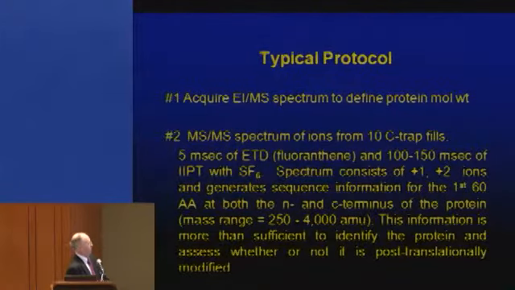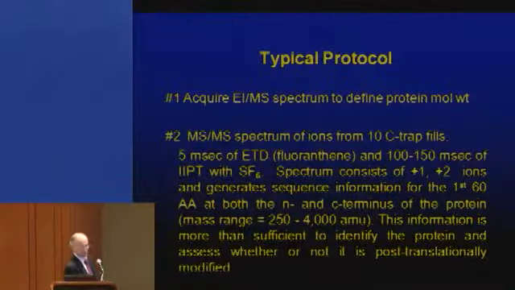So here's a typical protocol. We're going to first acquire the molecular weight of the protein, just electrospray ionization, high-resolution mass spectrum to define the molecular weight. And then the next thing we do is record an MS/MS spectrum, 10 to 20 trap fills if we want, 5 milliseconds of ETD with fluoranthene, and then usually 100 to 150 milliseconds of proton transfer. The reagent of choice at the moment is SF6.